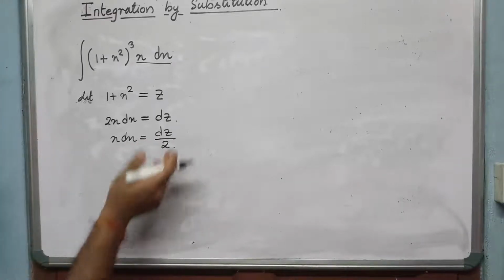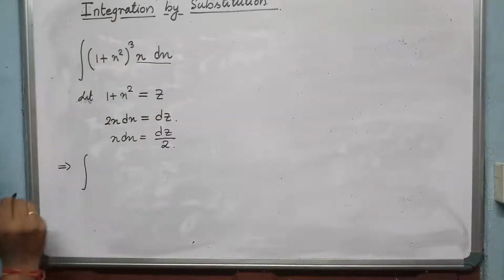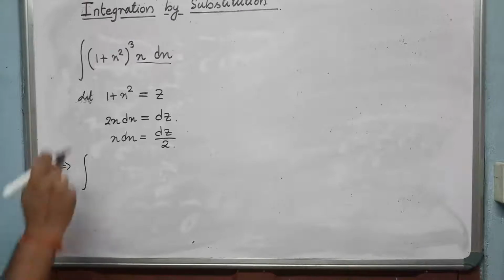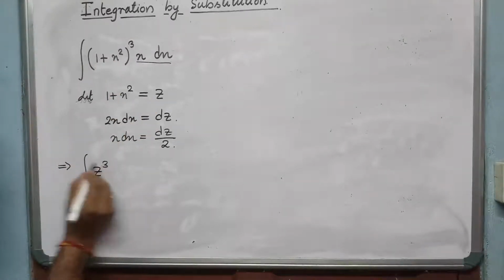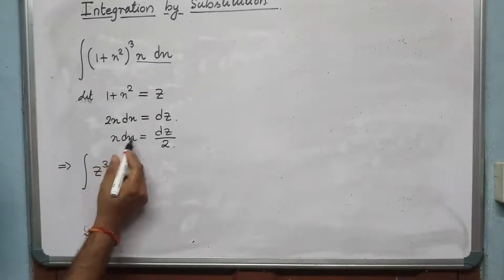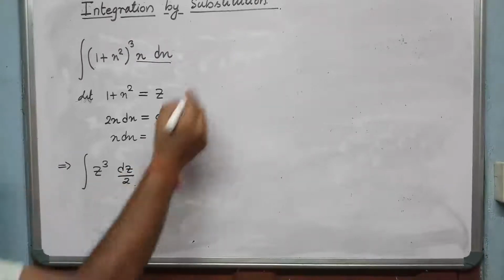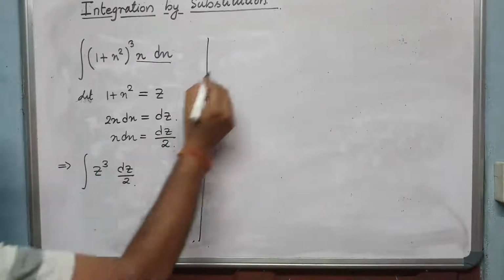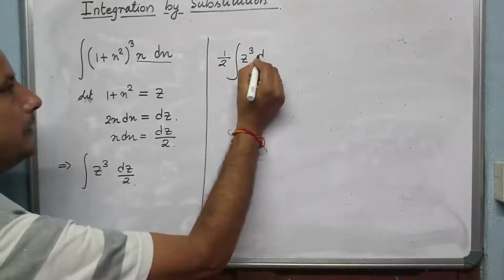Now after that, the entire quantity I'll substitute over here. After the substitution, the entire integral should be in terms of z. 1 plus x square is z. It is z cube. Then x dx. What is the value of x dx? x dx is dz over 2. Then the constant quantity I'll write outside the integral: 1 by 2 z cube dz.